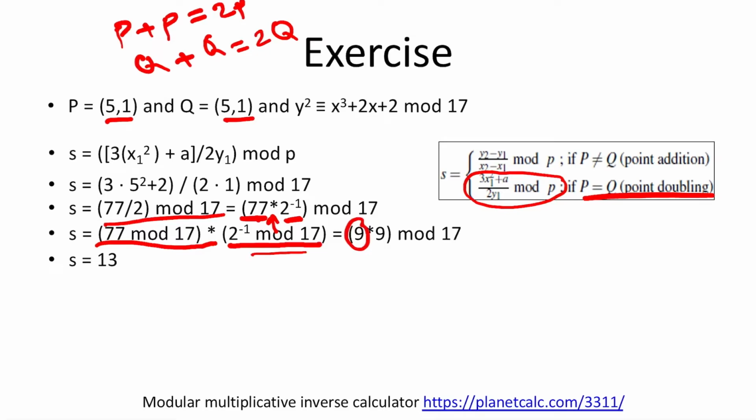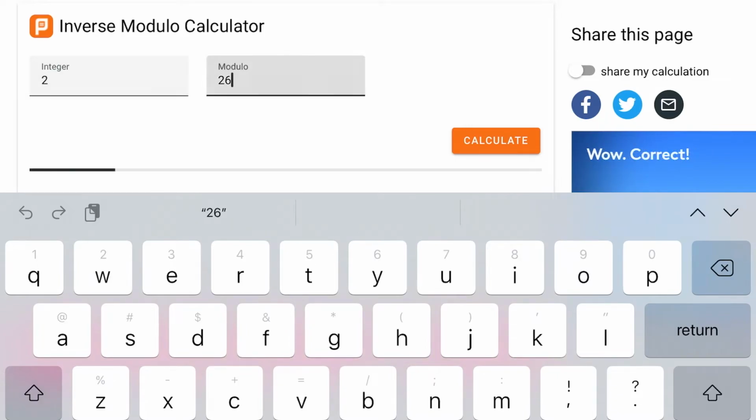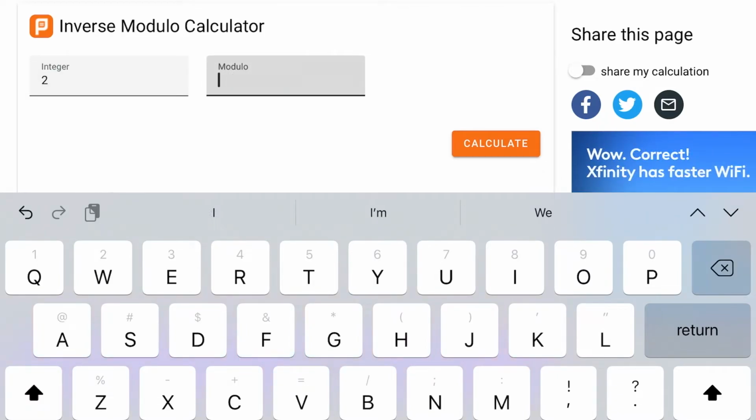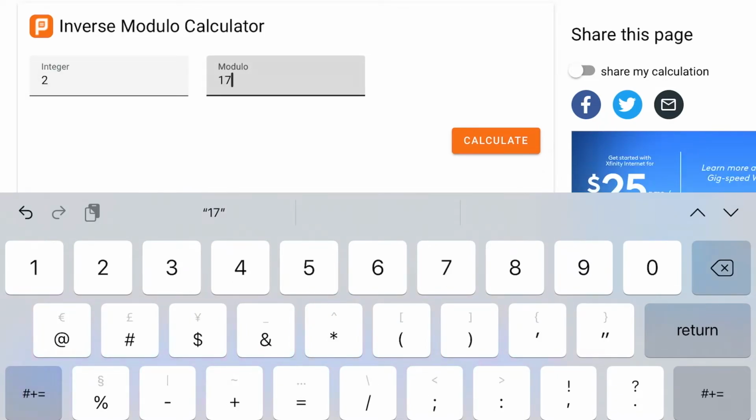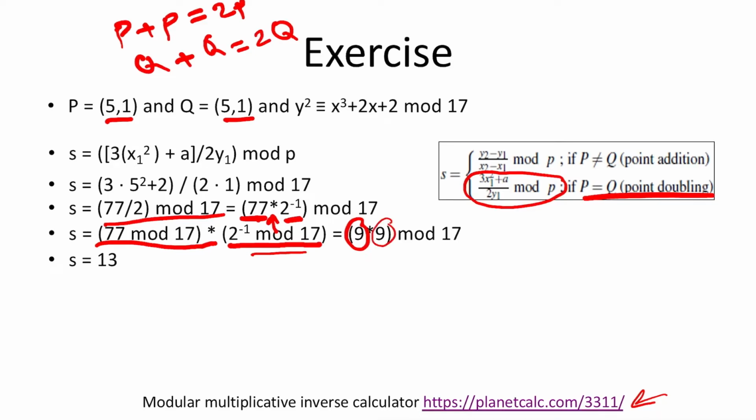But how do we calculate 2 raised to the power minus 1 mod 17? For this, we can use the modular multiplicative inverse calculator that I've provided at this link. You provide the number whose modular multiplicative inverse you have to find. In this case, we're trying to do it for 2, and then our prime number, which is 17. So we're doing 2 inverse modulo 17. This gives us 9. As you can see over here, we get 9.